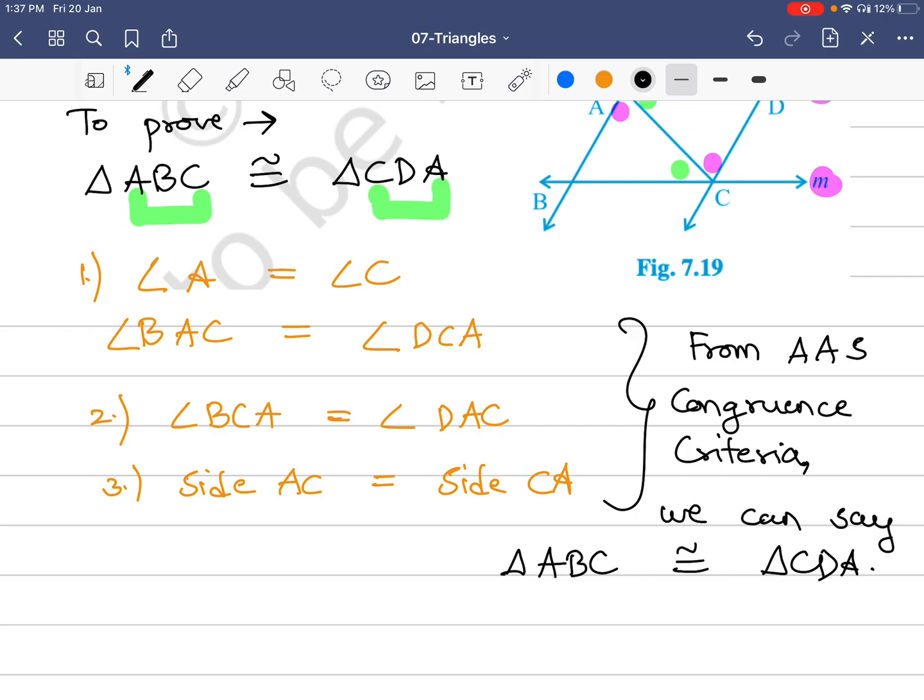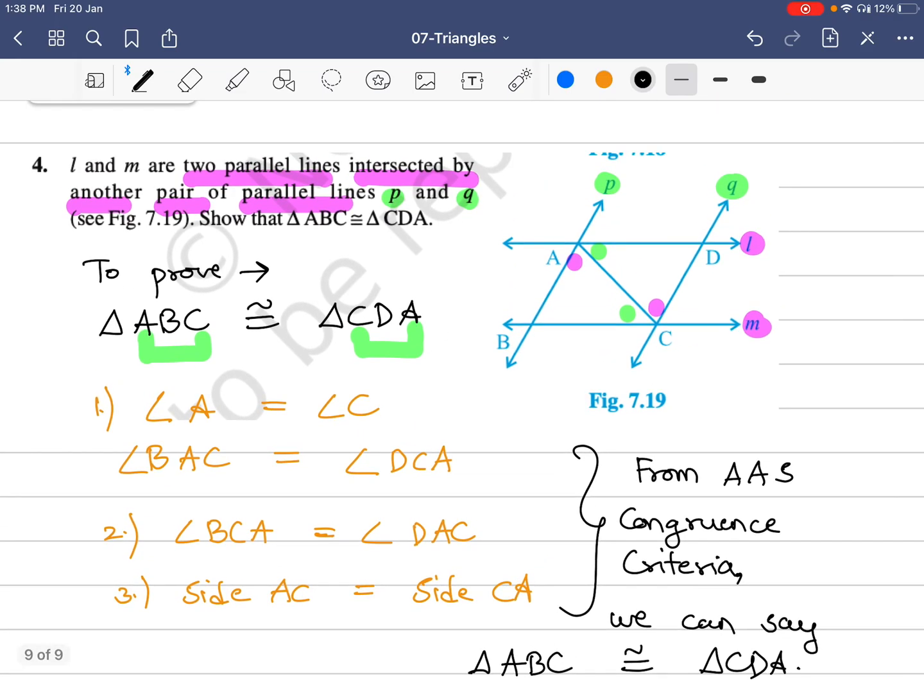Quite simple and straightforward problem. The only thing a bit tricky in this problem was, since they are given four parallel lines intersecting each other, we have to be a little bit careful in visualizing which two parallel lines we consider while considering this intercept. At one time we have to consider L and M, and at another time we have to consider P and Q, and thus we have to find out the angles which are congruent to each other.